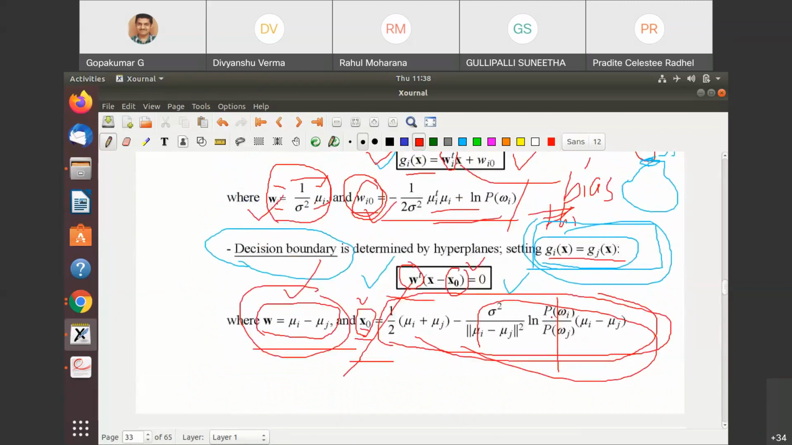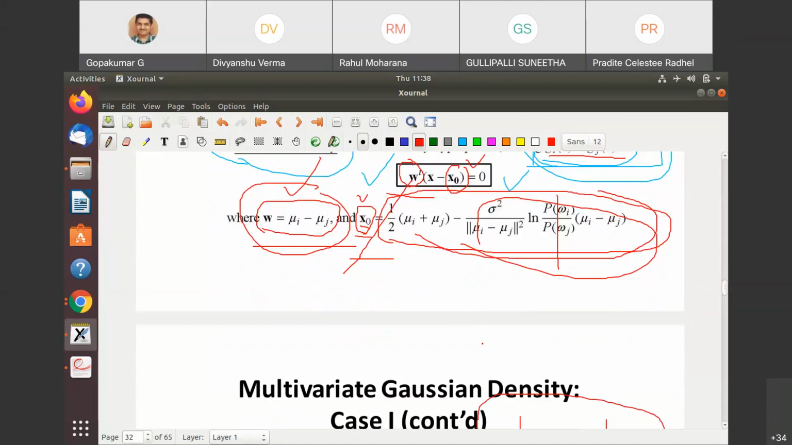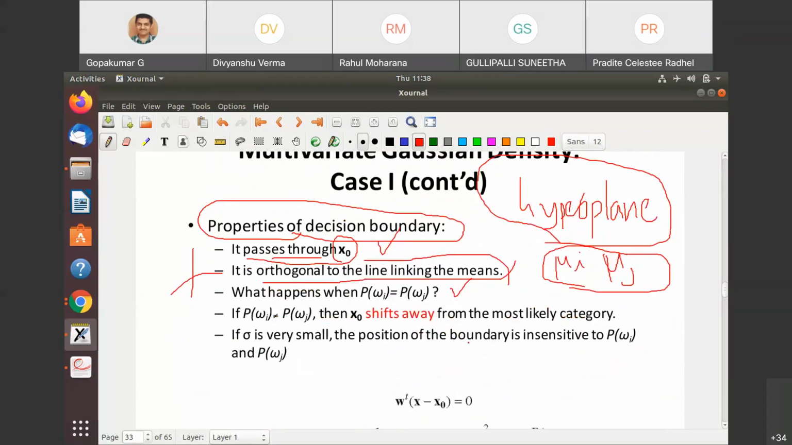Okay, then there can be an interesting thing. Whether the probability of wi is greater than the probability of wj, or the probability of wj is greater than the probability of wi. So there are different possibilities. The interesting thing is that if they are different, then x0, a point through which the hyperplane will pass, will shift away from the most likely category, because that is going to accommodate maybe the maximum number of points in that particular category.